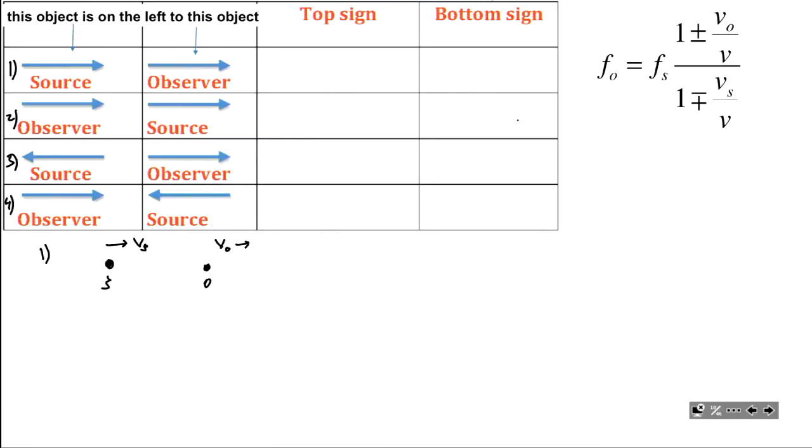And now you have to choose. The top means in the numerator of this fraction, and the bottom means in the denominator of this fraction. You have to choose a plus or a minus for each of these cells.